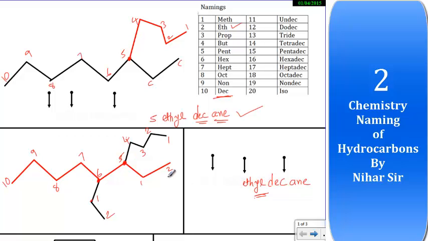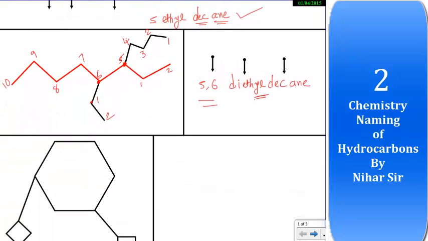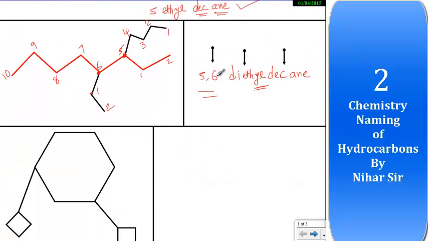Now, how many times is there branching off? I found branching off 2 times. So I will write here, it's diethyl decane. Now I have to mention where the branching off is in this carbon chain. Branching off is on carbon number 5 and carbon number 6. So this is named 5,6 diethyl decane. Now I will go ahead. This is something very, very interesting. This is how you can understand how to name this carbon chain.